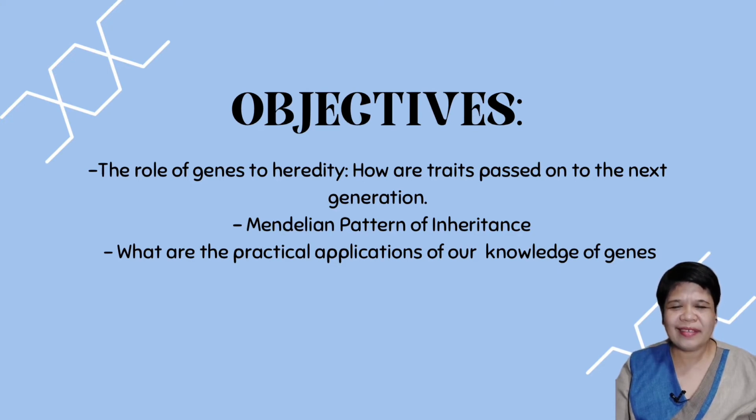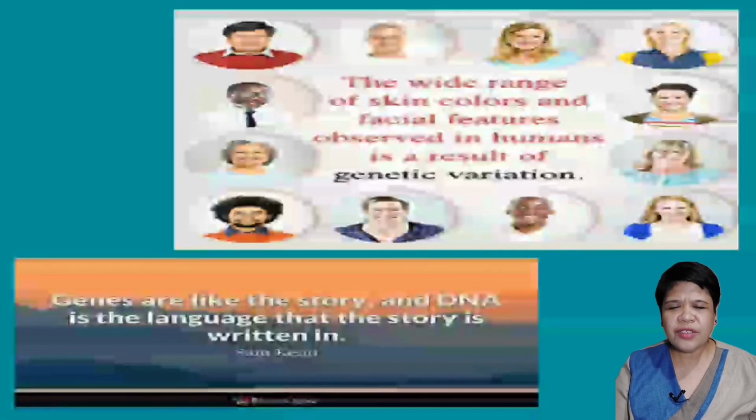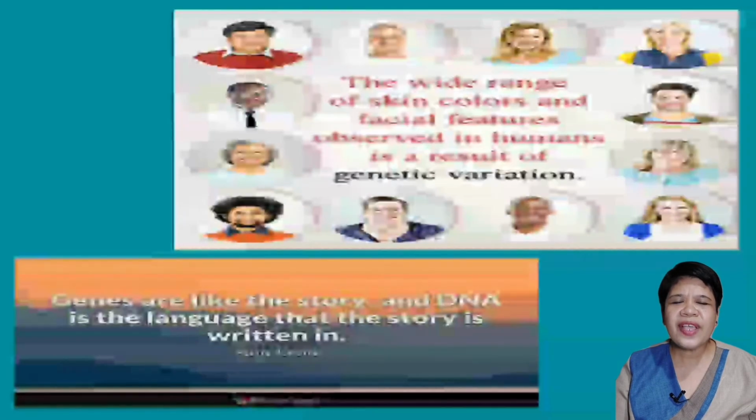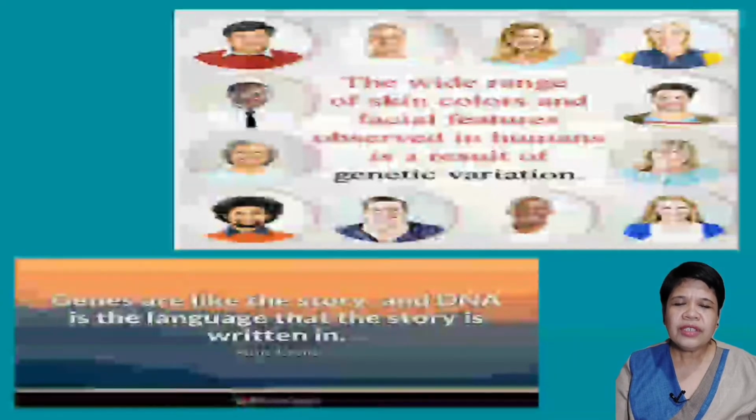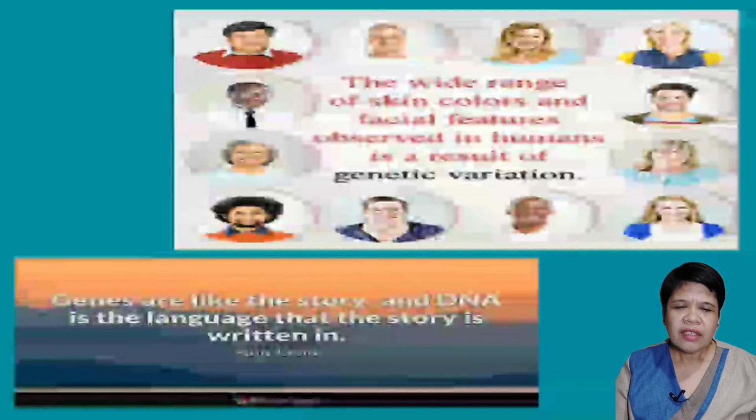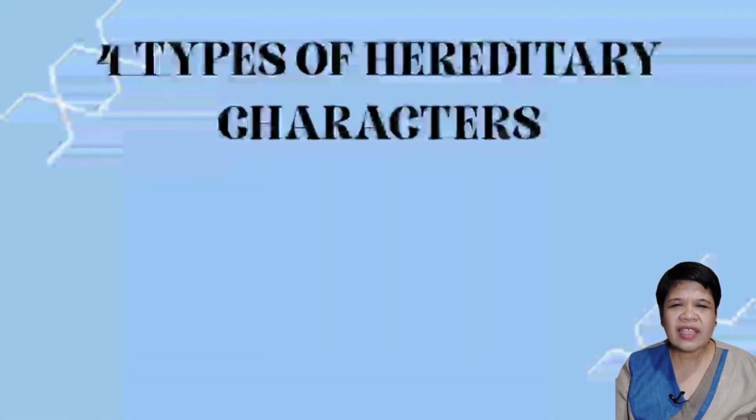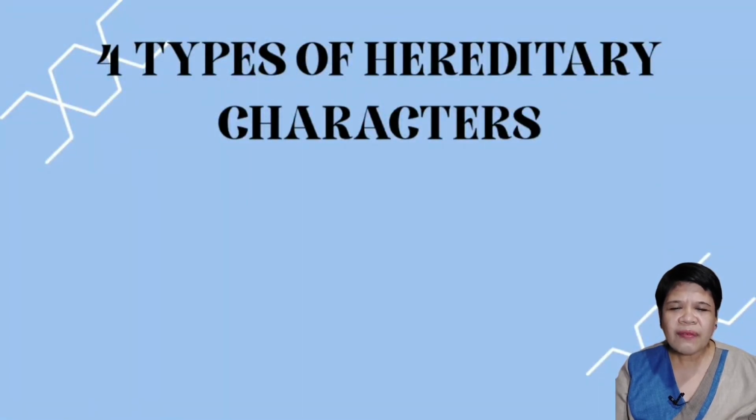Let us start. The wide range of skin colors and facial features observed in humans is a result of genetic variation. Genes are like the story, and DNA is the language that the story is written in. Let's find out if this statement is true. We have 4 types of hereditary characters. Any idea what the 4 types of hereditary characters are?